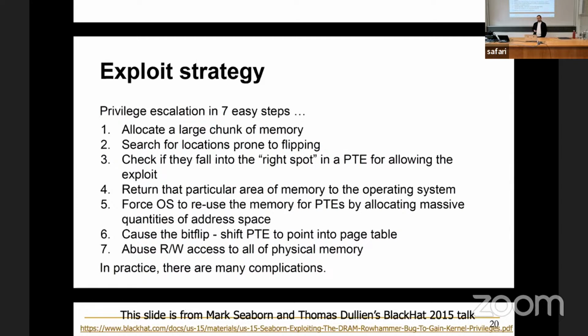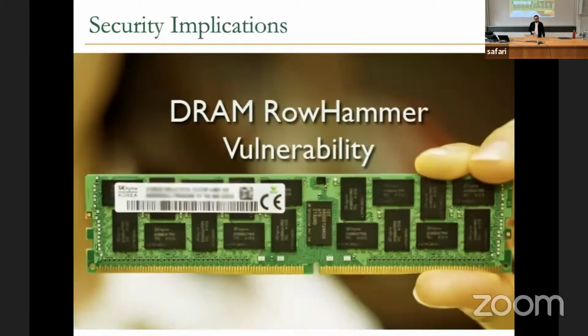So they check if they fall into the right spot, meaning do we have the exploitable bits in that page table entry, and then they return that particular area of memory to the operating system, so that they force the operating system to reuse that location for the page table entries. So this is actually sort of an answer to a previous question as well. So they cause bit flips in the page table entries, they change the address, and then they abuse the read-write access to the whole physical memory.